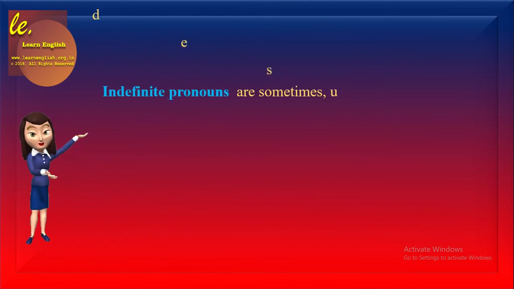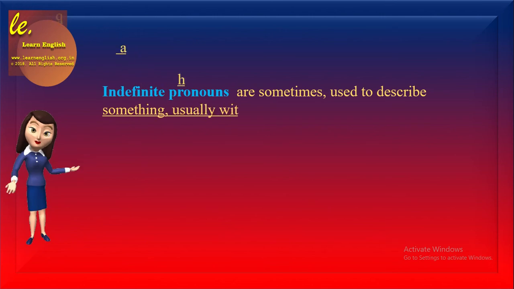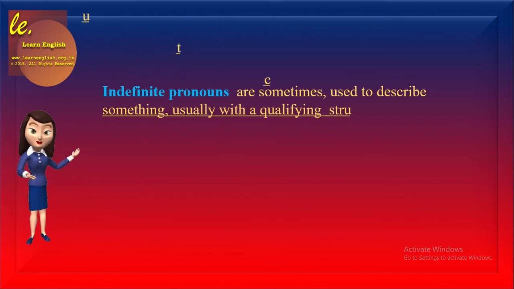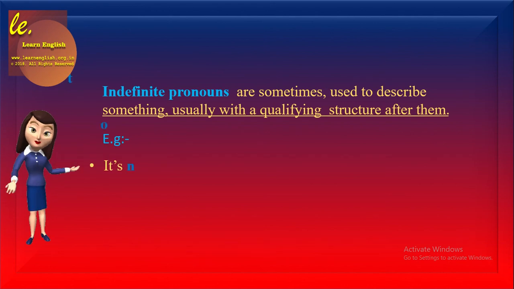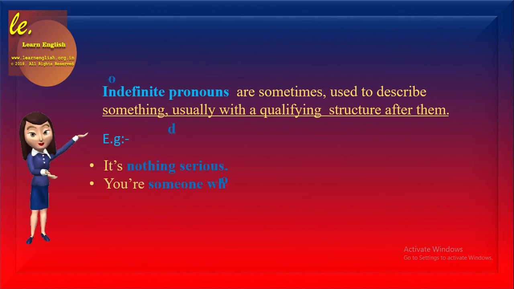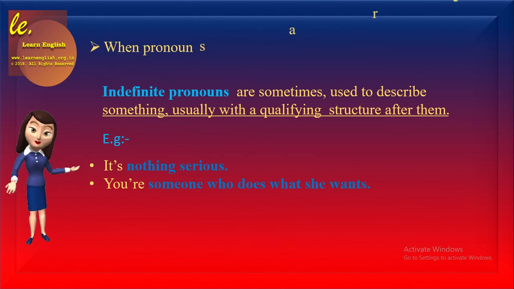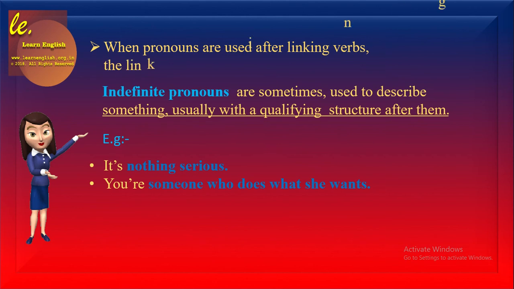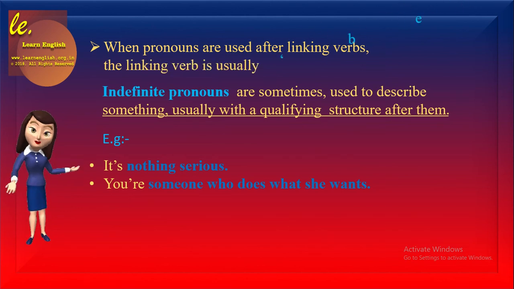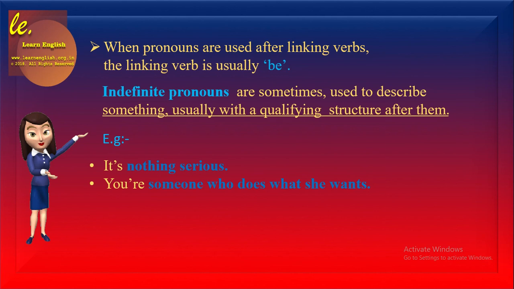Indefinite pronouns are sometimes used to describe something, usually with a qualifying structure after them. Example: it's nothing serious. You are someone who does what she wants. When pronouns are used after linking verbs, the linking verb is usually be.